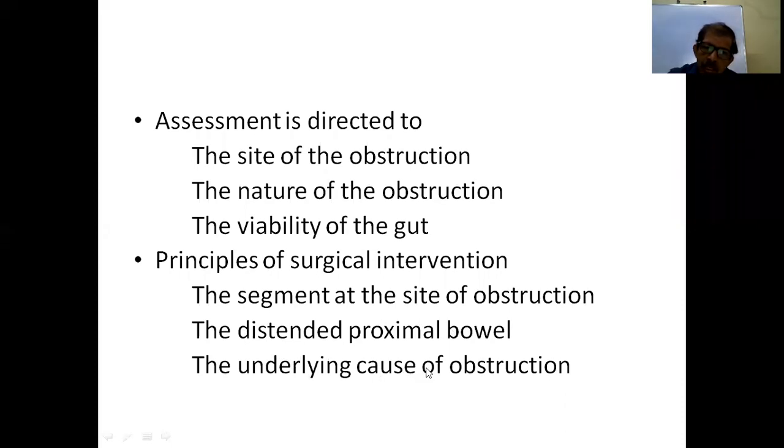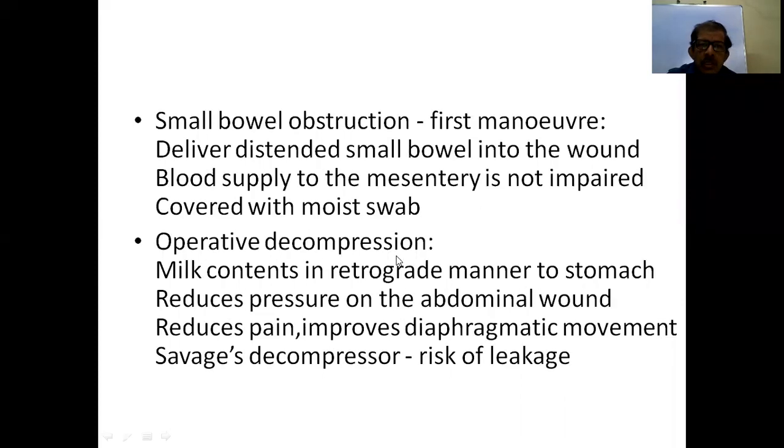Then what is the underlying cause? Already we have discussed it. So first thing in small bowel, you have to deliver the distended small bowel into the wound for detailed assessment. But in doing so, you should not compromise the blood supply, so there should be no kinking. And once they are out, you have to cover with a moist swab. Swab means not a small swab, you can call it a towel. Okay, moist towel you will wrap around the bowels.